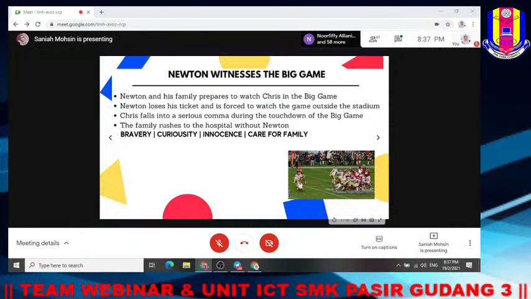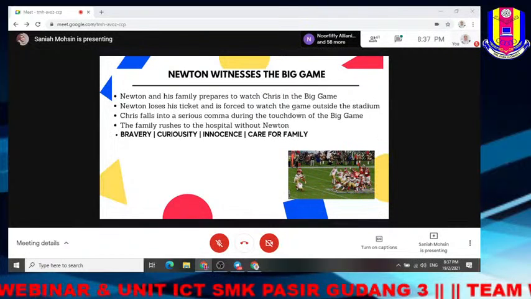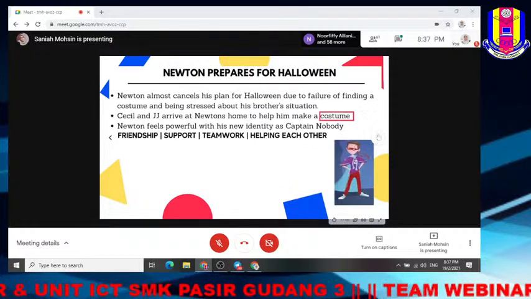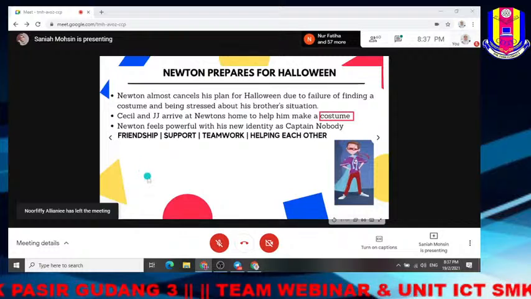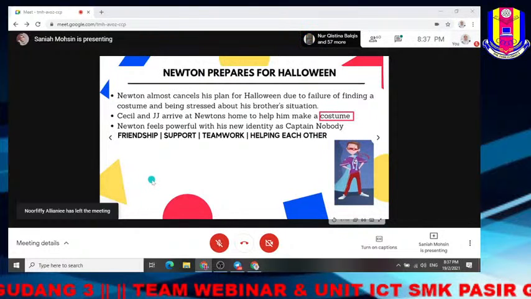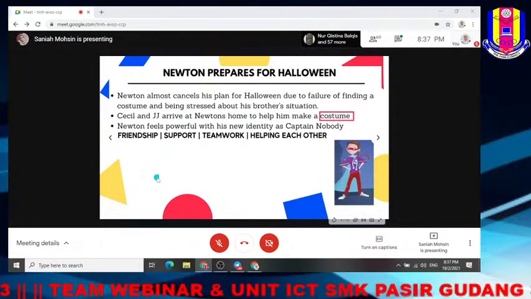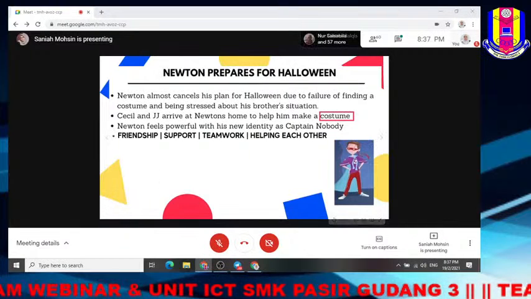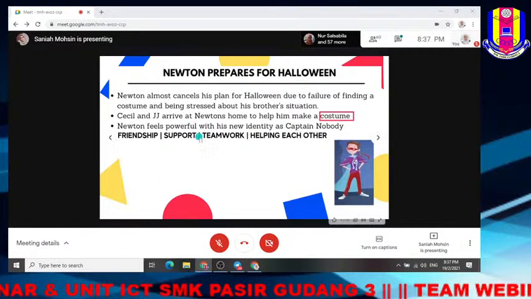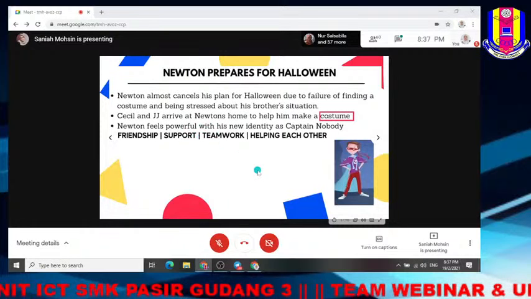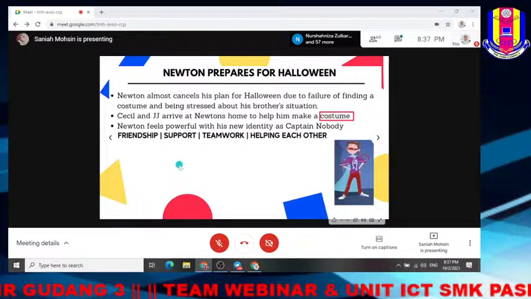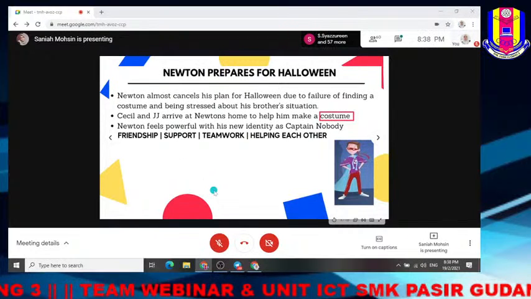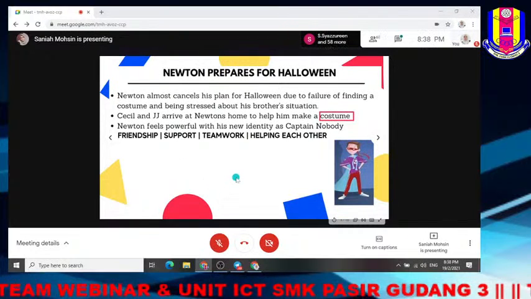Okay, let's go to the next event. The next event is Halloween. Halloween is when Newton, Cecil, and JJ, the best friends, are making their own costume, and this is the beginning of a lot of adventures. Because from the costume, kamu dapat banyak belajar that Newton becomes Captain Abadi and becomes more brave.